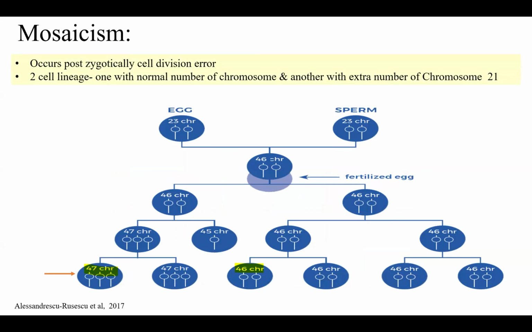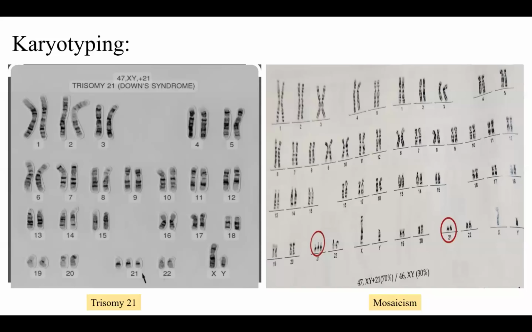And mosaicism occurs due to a post-zygotic cell division error, and it will lead to two cell lineages, one with a normal number of chromosomes and another with an extra chromosome, so 47 chromosomes could be present.